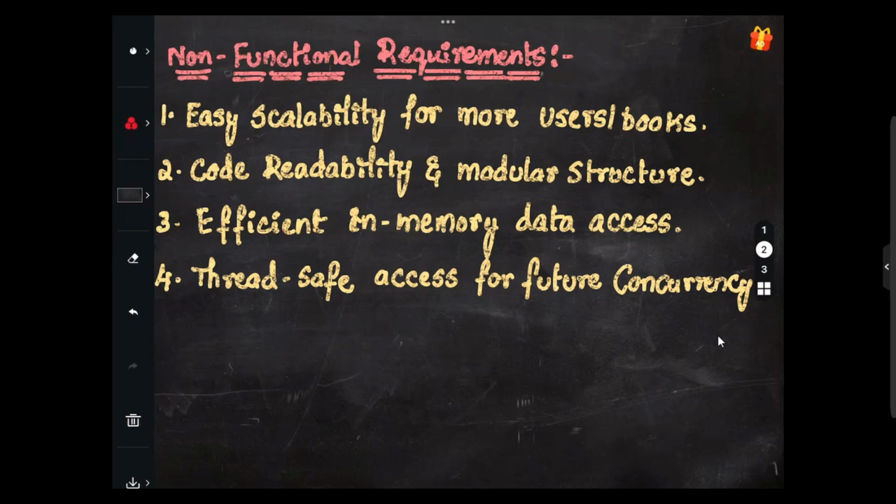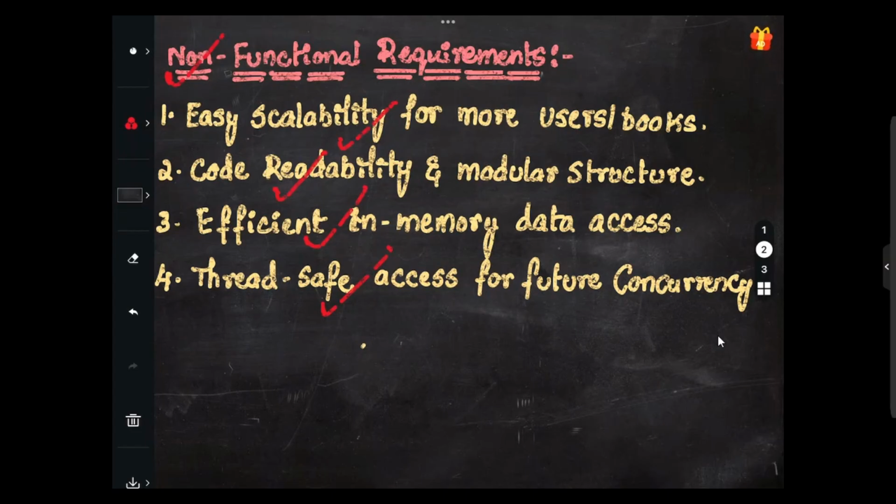Non-functional requirements. The first one is easy scalability for more users or books. The second one is code readability with a modular structure. The third one is efficient in-memory data access, so we are not going with an external database here. In simple terms, we can call this O(1) lookups. The fourth one is thread safe access for future concurrency, in the sense that it should be extendable for that. So this is fine.